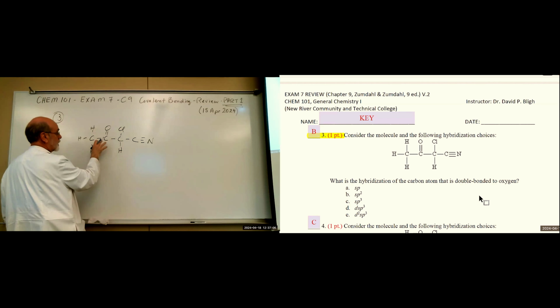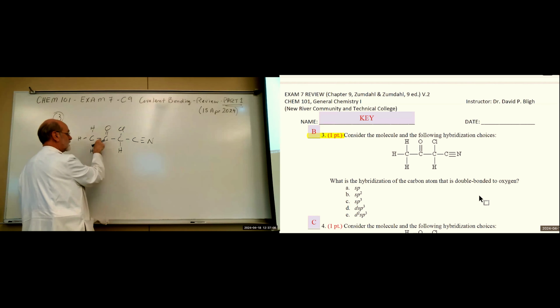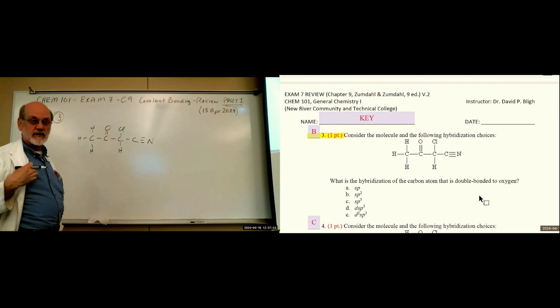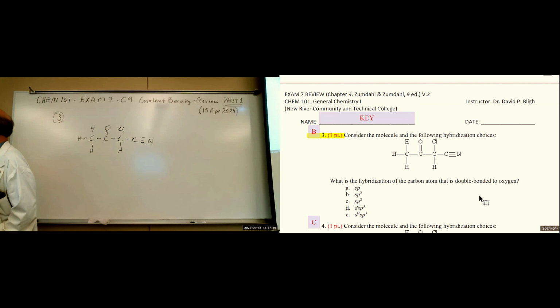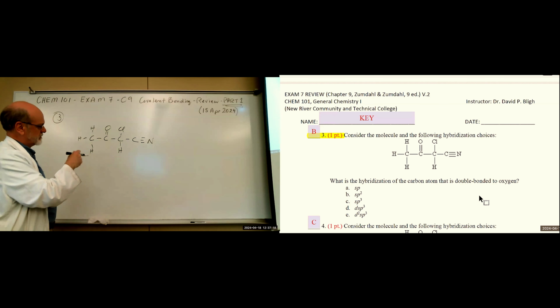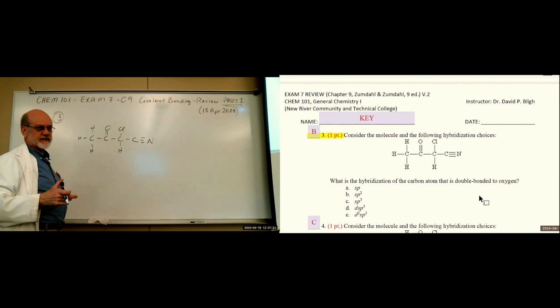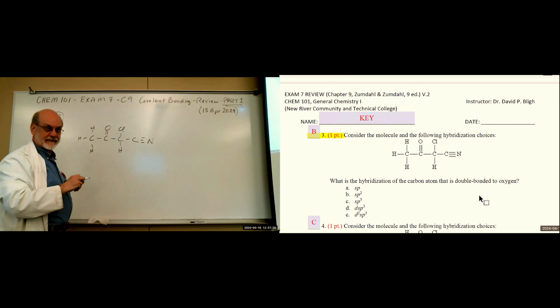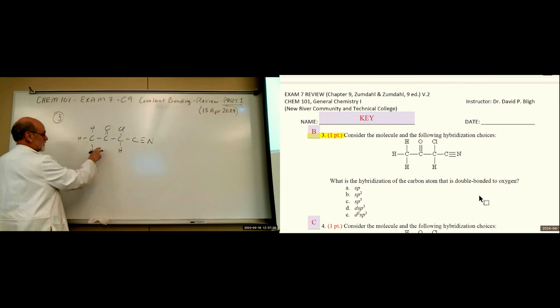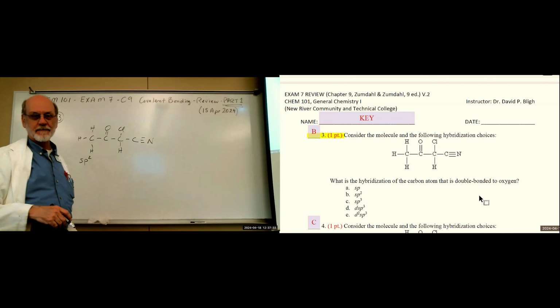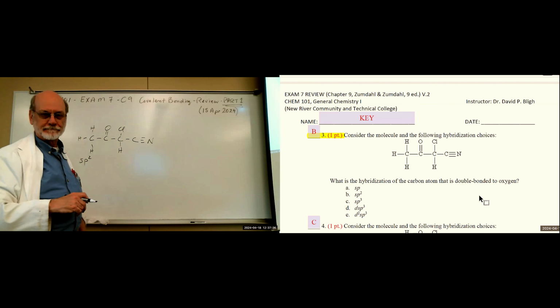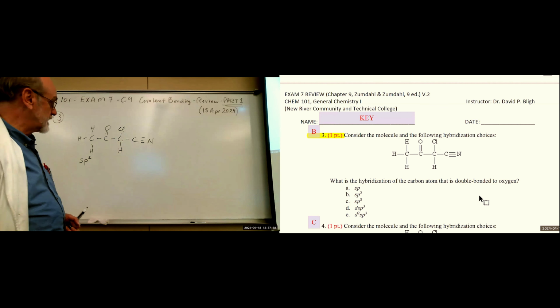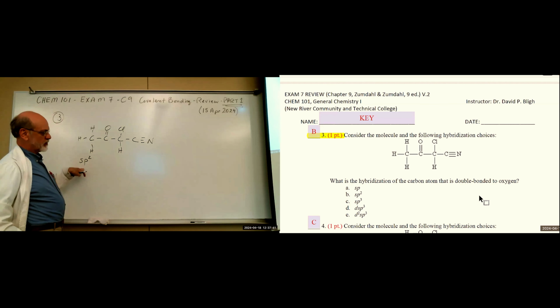Okay, so if we're focused on the carbon double bonded to oxygen, this carbon right here, we have 3 groups and no lone pairs. And we know that because there's an octet around this carbon, 2, 4, 6, 8. There can't be any lone pairs around carbon because carbon is second period. It has no access to d orbitals. So it's not going to exceed the octet ever. Okay. So that means with 3 groups, it's sp2 hybridized. It needs 3 hybrid orbitals.